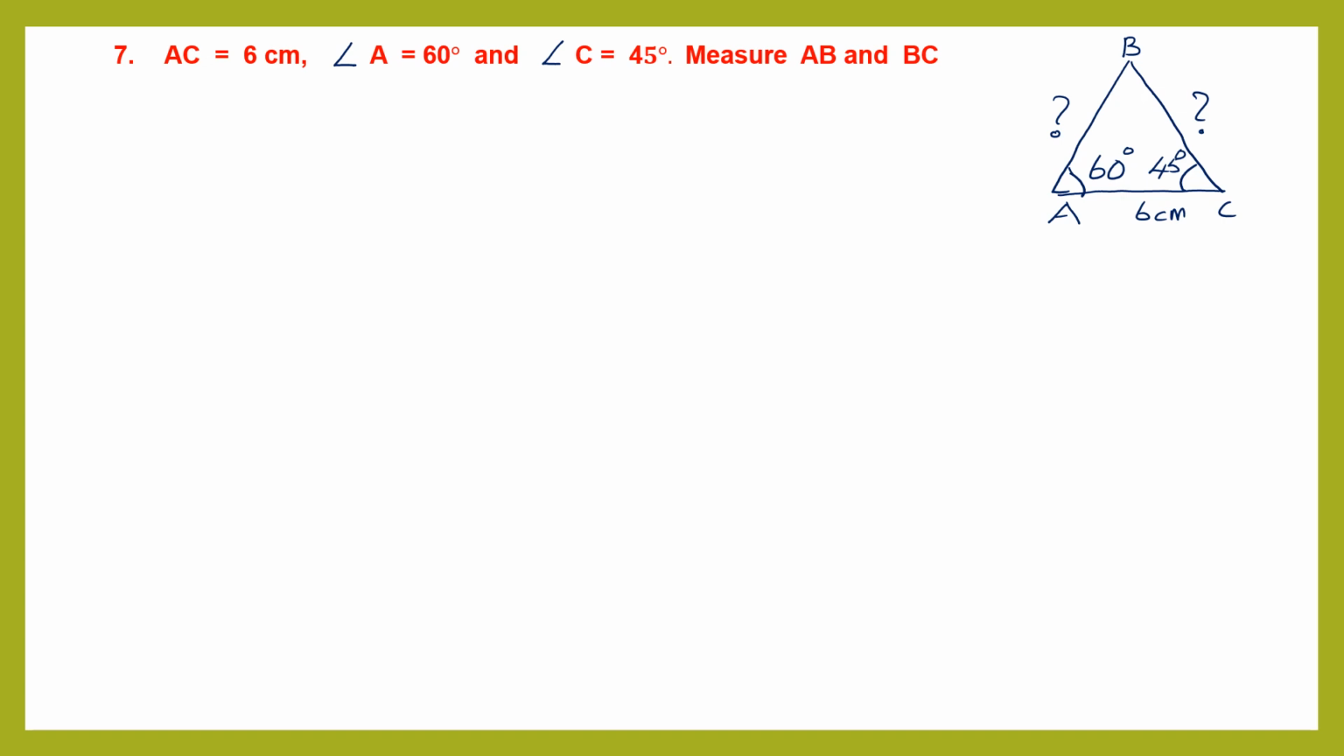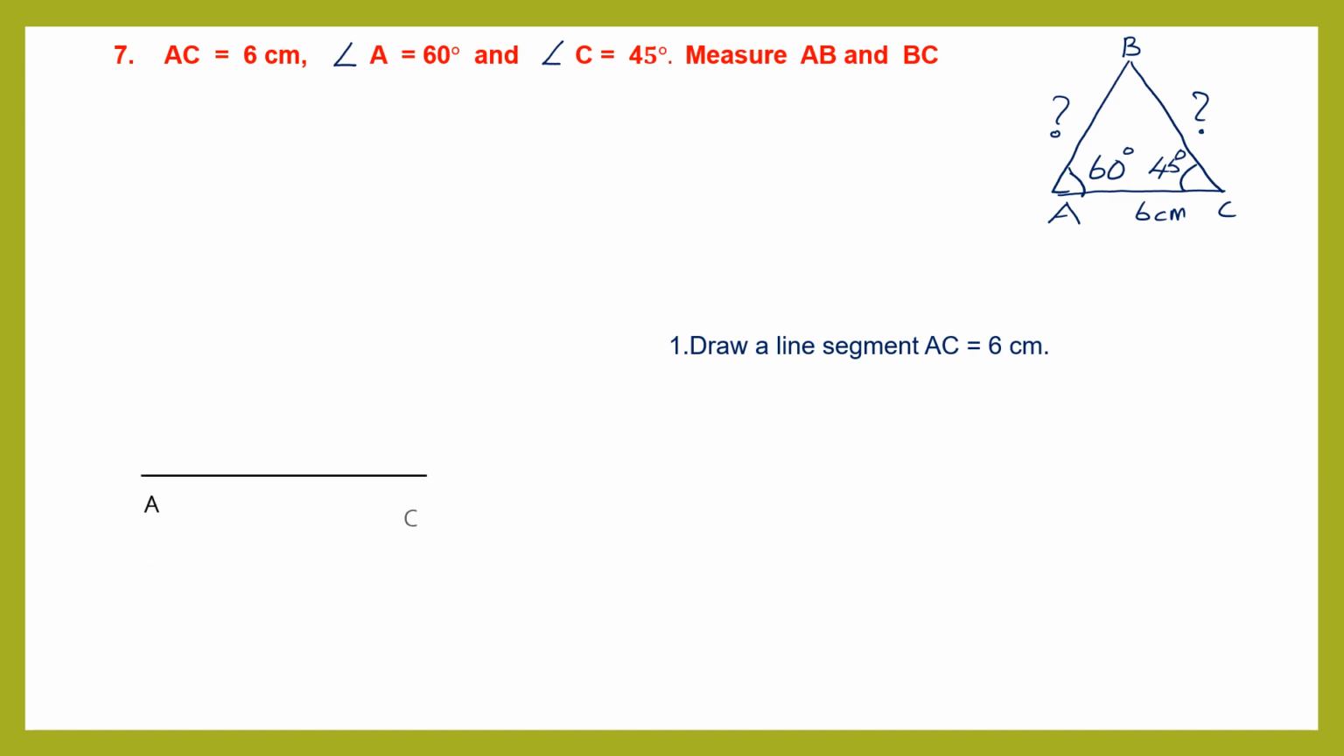We have AC 6 centimeters. We don't know what BA and BC are. We have to measure that. But we know angles A and C. Angle A is 60 degrees and angle C is 45 degrees. So let's begin our construction. First step, draw a line segment AC equals 6 centimeters.